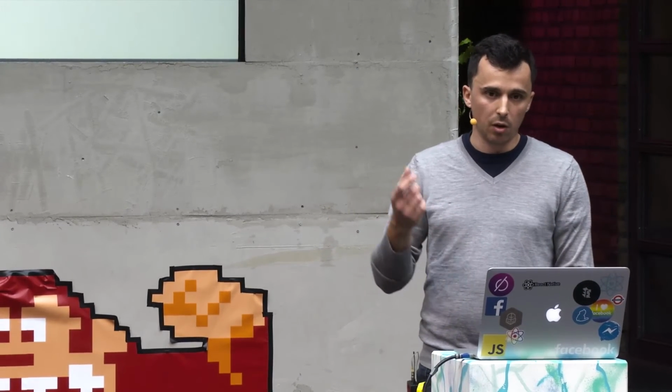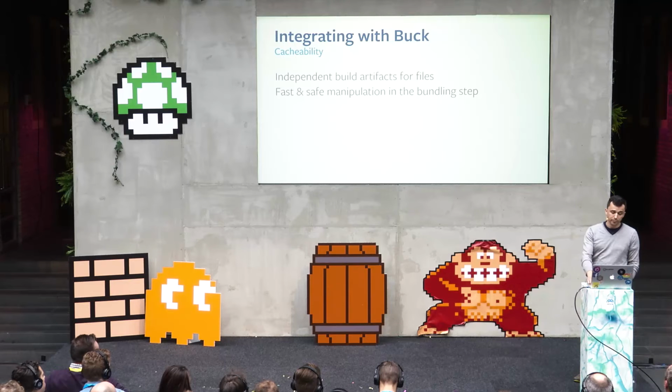So we're creating independent build artifacts for files, and we'll have a fast and safe manipulation of those in the bundling step. And this was also great for the development server, because we can cache files more efficiently. I mean, we're kind of doing this already, but we'll get much better source maps than we currently have, and we'll also make this bundling step faster.